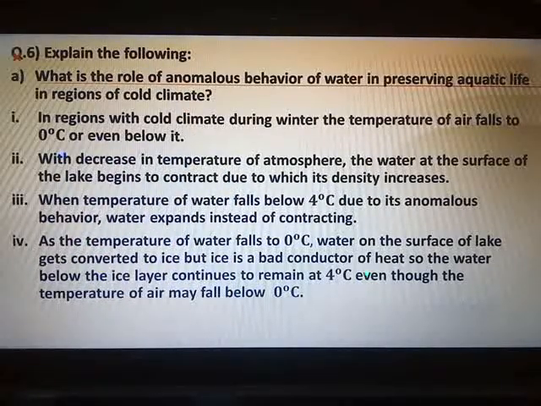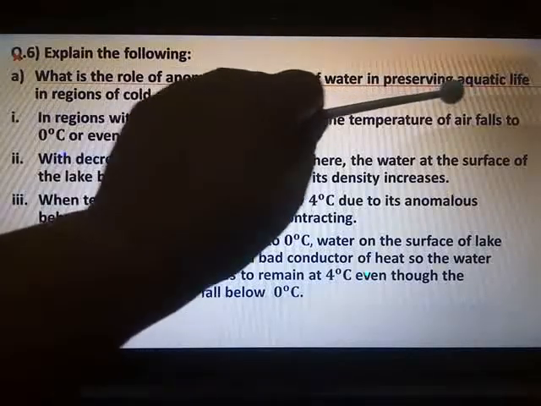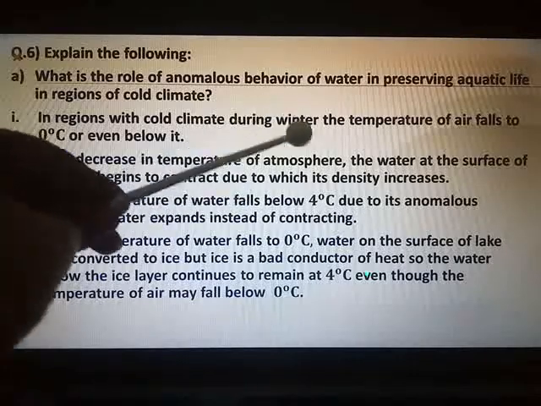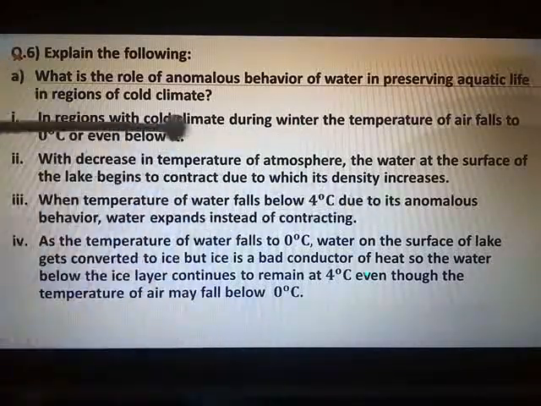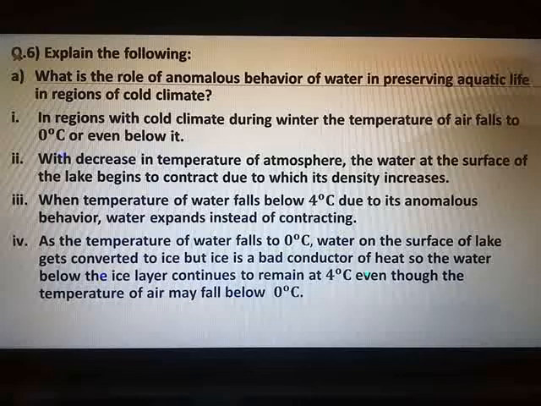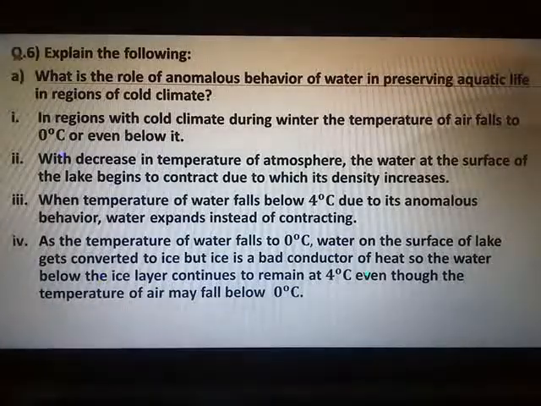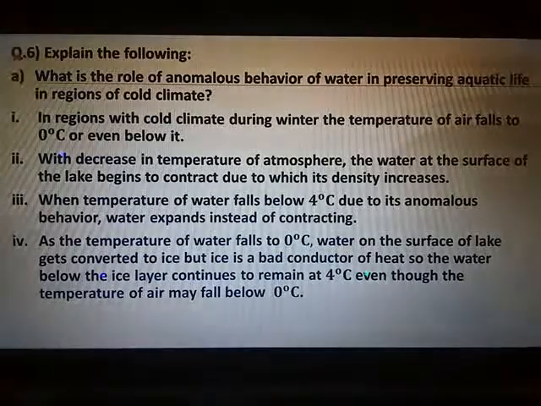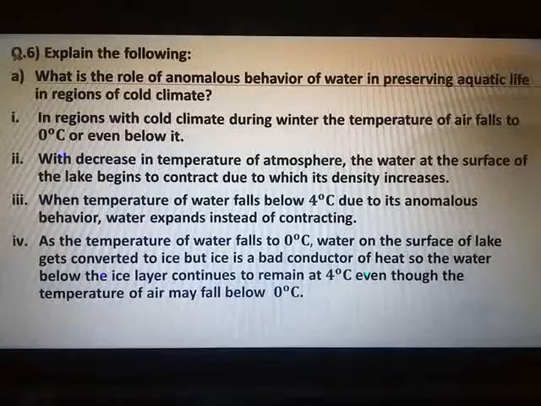Now why are we speaking about the lake? Because they have told in preserving aquatic life. So you are going to speak about the lake, the water surface. Third point, when the temperature of water falls below 4 degrees Celsius, due to its anomalous behavior, water expands instead of contracting. You know how to apply the topic of anomalous behavior. For that, each one of you will refer to page number 64, the last paragraph, second last paragraph, sorry.